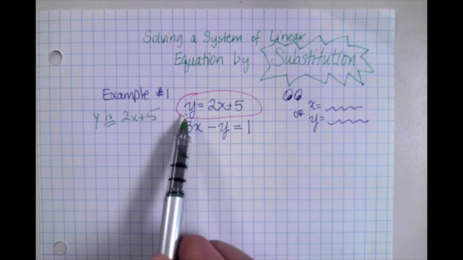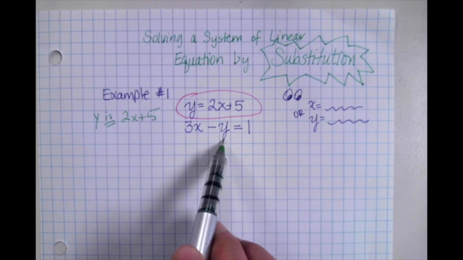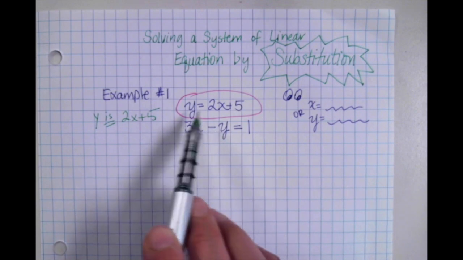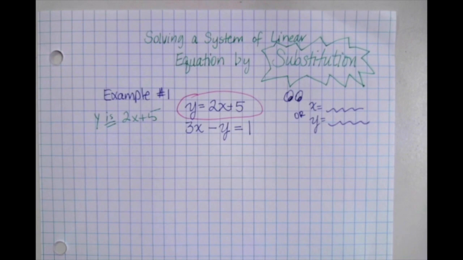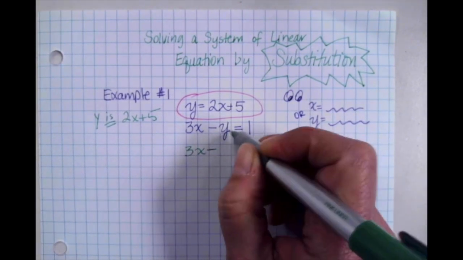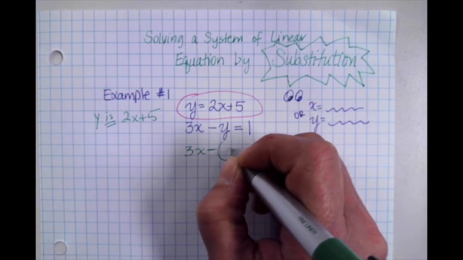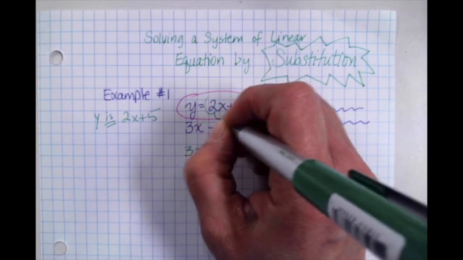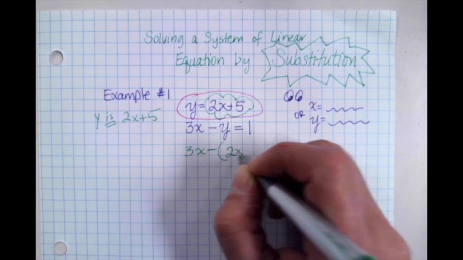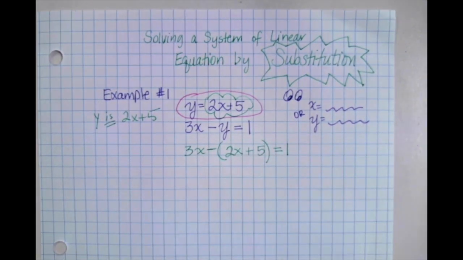So since I have what y is, I'm going to put that right here in the other equation. This y is 2x plus 5. So when I put it in and substitute it, I'm going to substitute the y, not the minus sign. Anytime I sub, I always put parentheses. So this part, 2x plus 5, I'm putting in where the y goes. That's called substitution.